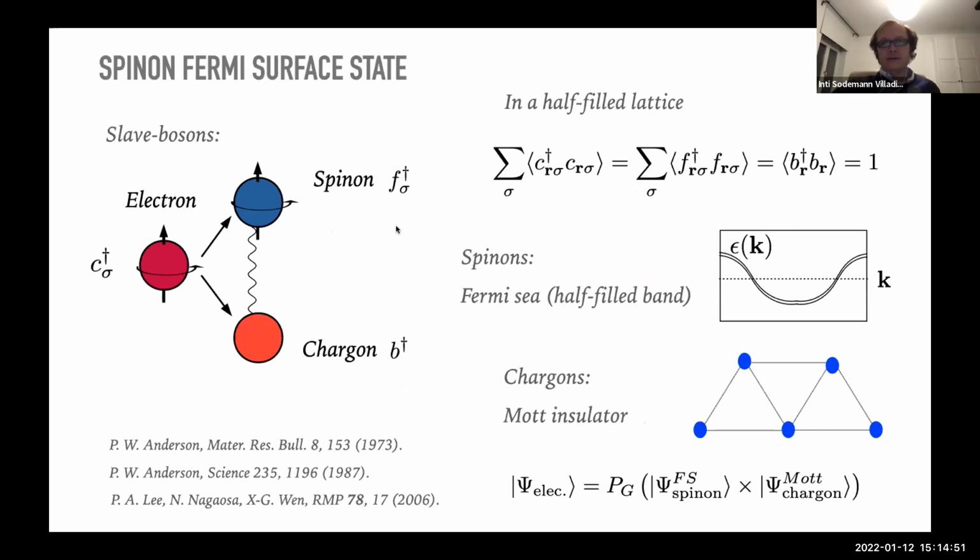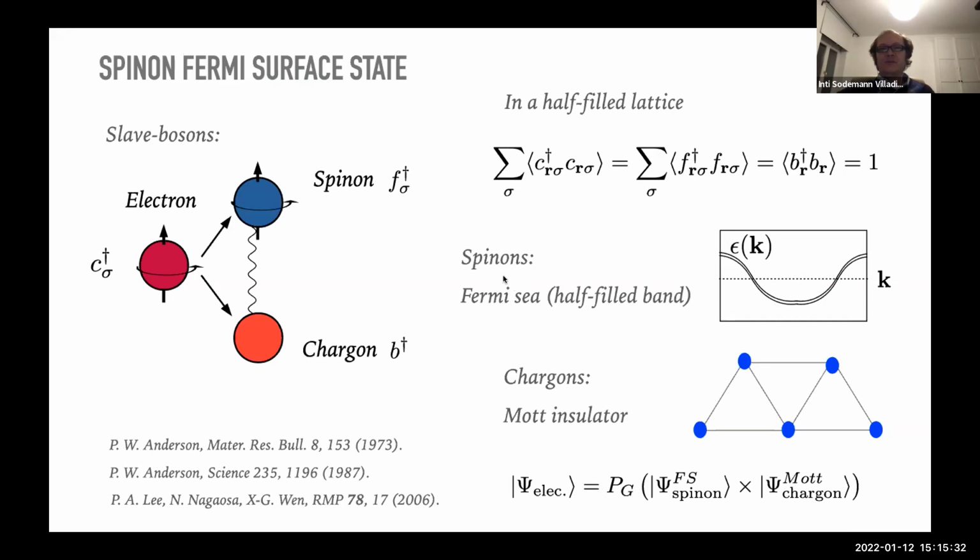And so the idea is that when you have a lattice that is half filled, in which you have one electron per site on average, then the bosons will be at a filling in which they can form a trivial Mott insulator. By this constraint, there will be one boson per site, so they can freeze and form a Mott insulator, whereas the spinons will be in a half-filled band, because they have the spin index, and so they will form a Fermi liquid.